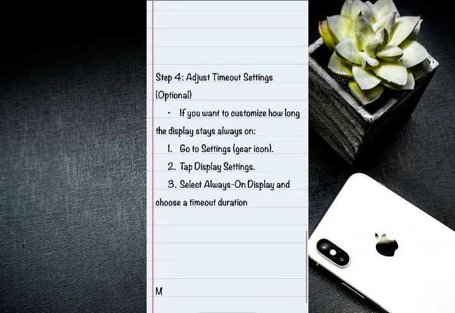Then on step 4, you have to adjust the timeout settings, which is very optional. So if you want to customize how long the display stays always on, go to the settings, which is the gear icon, then tap the display settings, then select always on display and choose a timeout duration.